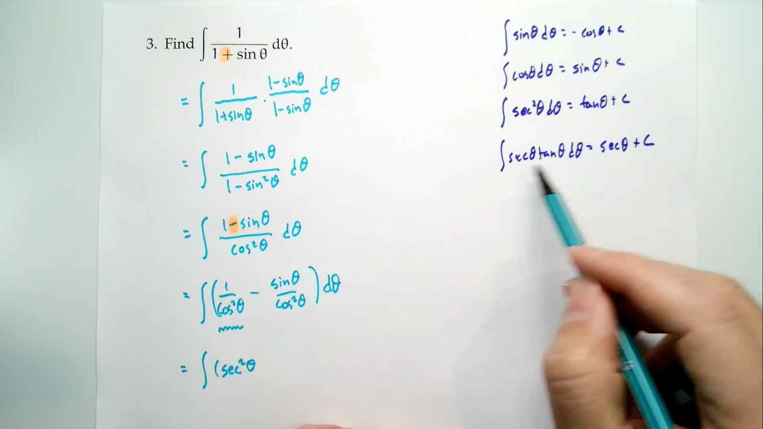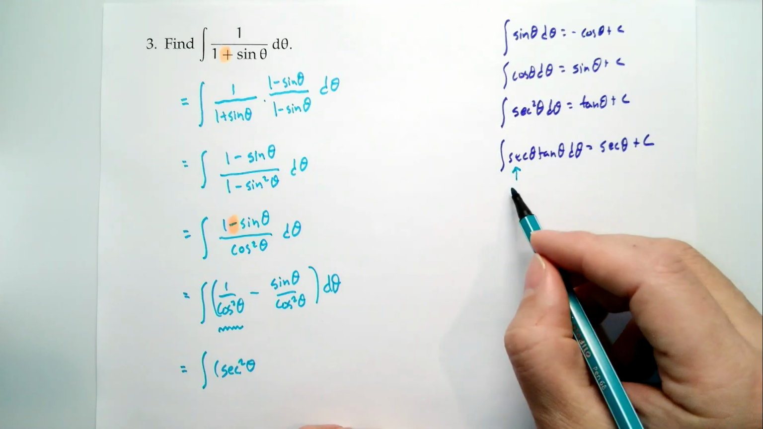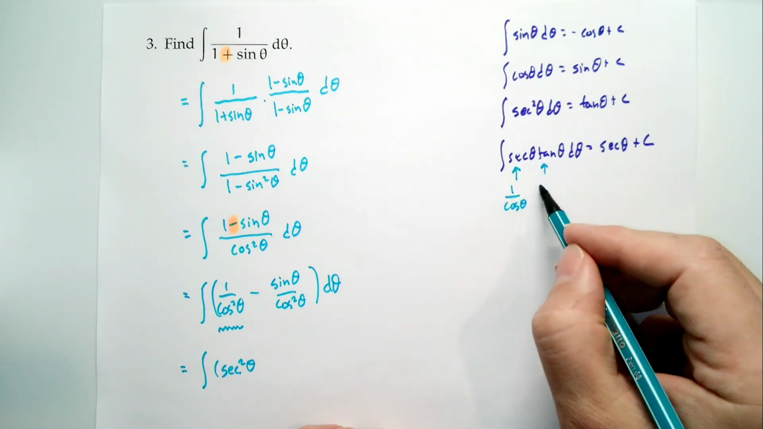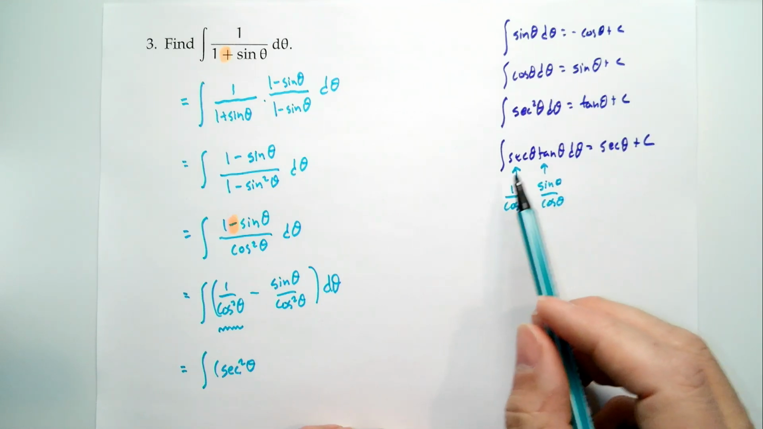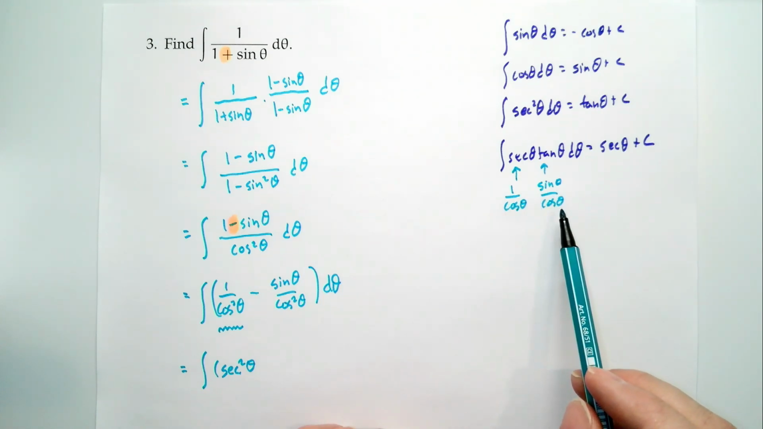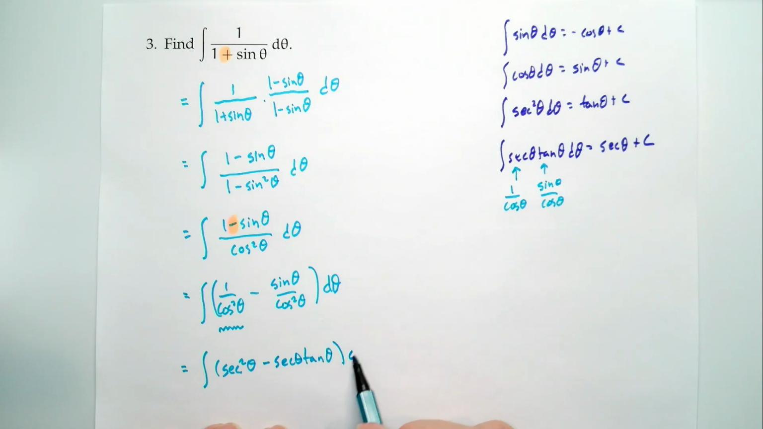Let's think about this last expression, secant tangent. Now secant, what's that? That's 1 over cosine. Tangent is sine over cosine. So if we think about secant times tangent, that's really sine over cosine squared. So this last piece is secant tangent. In other words, it's on our list. So now both of our pieces are on our list. Life is good to us.